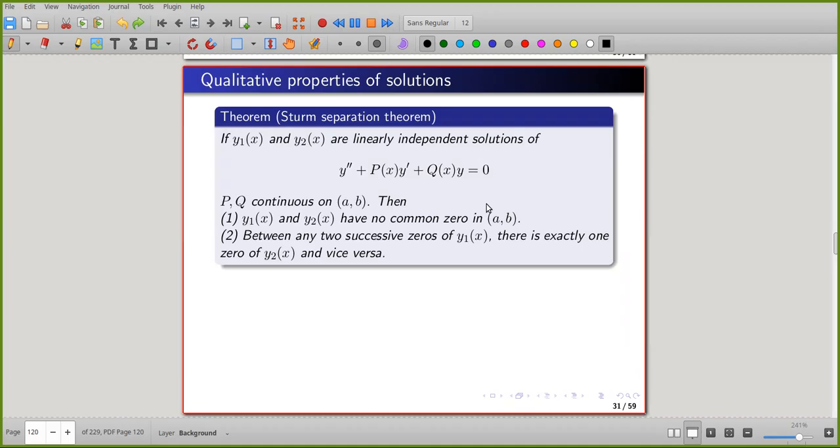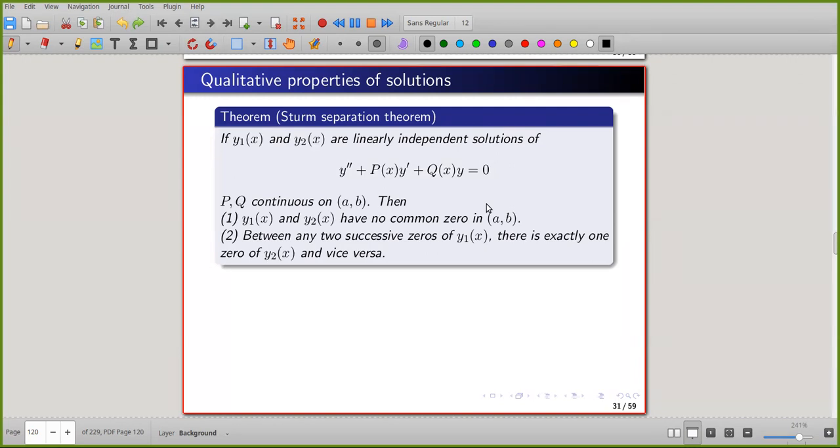That's already quite surprising, right? Because given this differential equation, it'll have a two-dimensional space of solutions. So we can pick any two solutions, and this first part is saying that they don't have any common zero in (a, b).